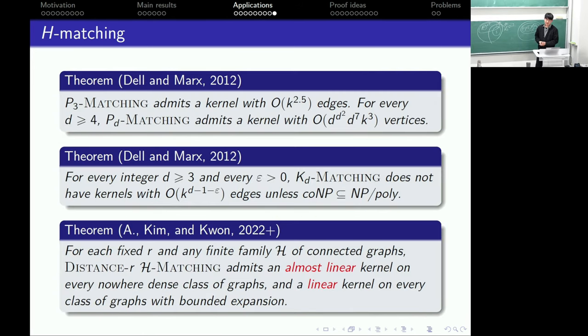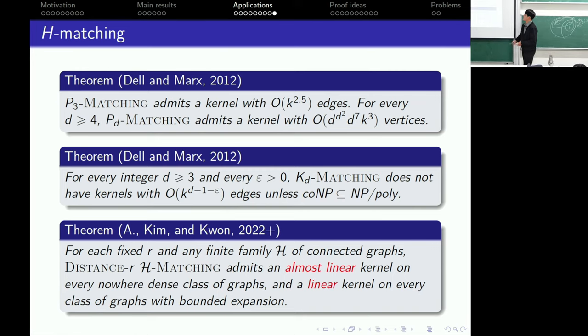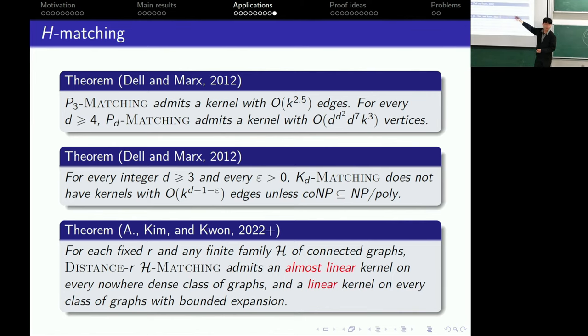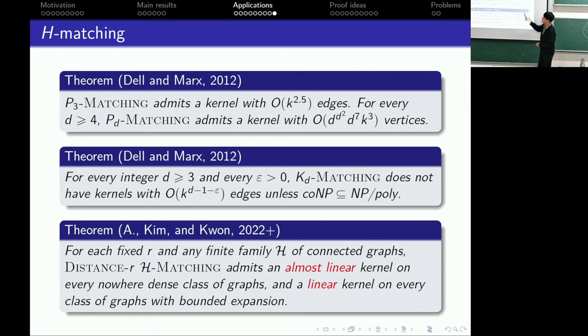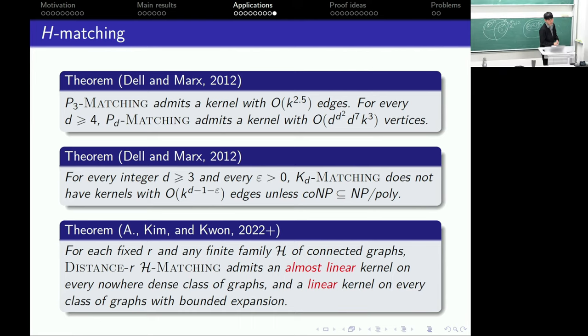So Dahlhaus presents a kernel with k to the 2.5 edges. And for every d at least 4, they show a kernel for d-matching, that is, a kernel with this cubic number of vertices. But they also present some lower bounds for this problem. They show that unless coNP is a subset of NP/poly, these problems do not have a kernel with this number of edges. But we show that on sparse graph classes, we can do more. We can actually find an almost linear kernel and a linear kernel on sparse graph classes.